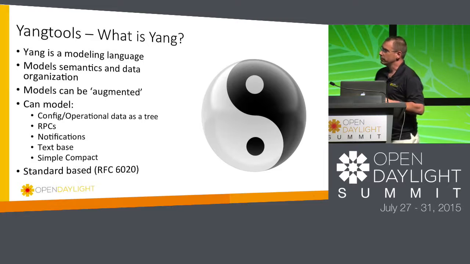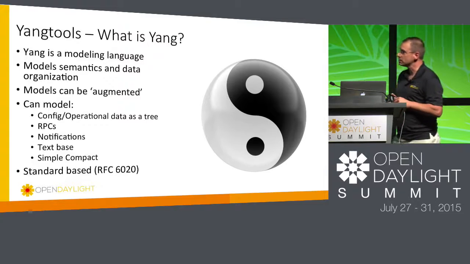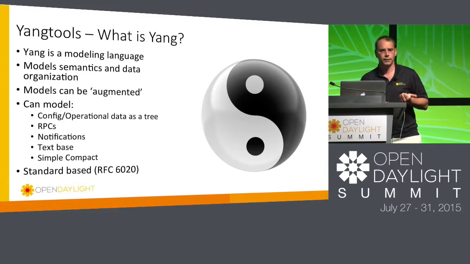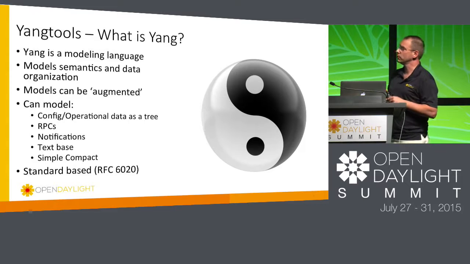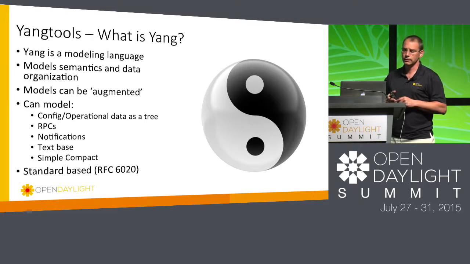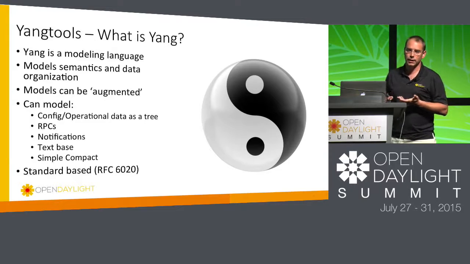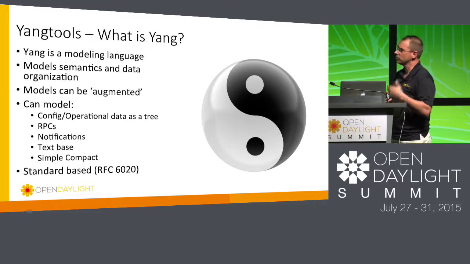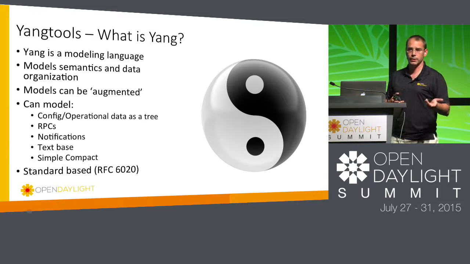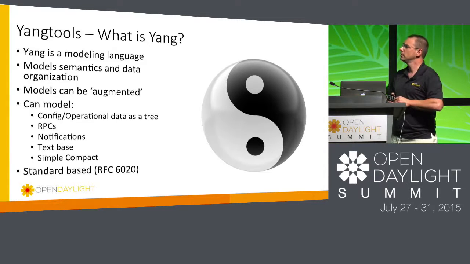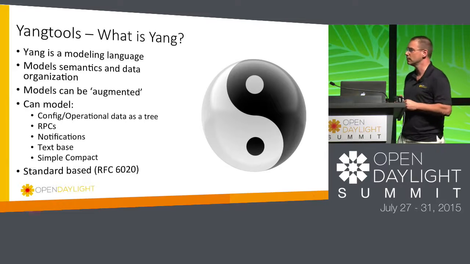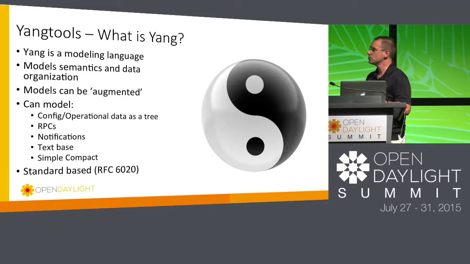Yang provides a couple of other important functions, RPCs, which are important for communication between the client and server. By the way, that originally came out of netconf itself, although it's used in other contexts. Just like with SNMP, there are notifications in Yang that can be defined, and how they're implemented is a matter of the protocol that is used.